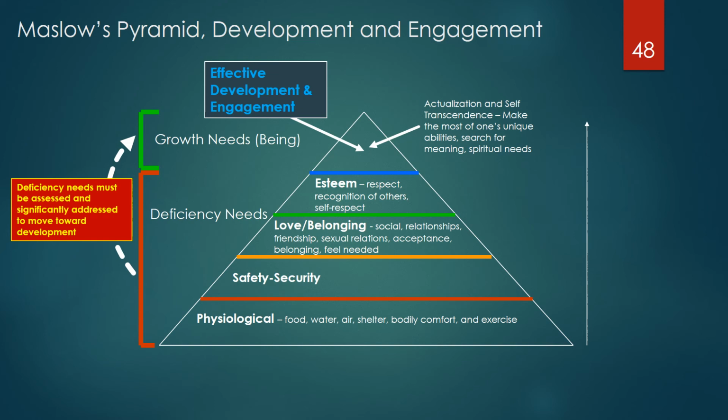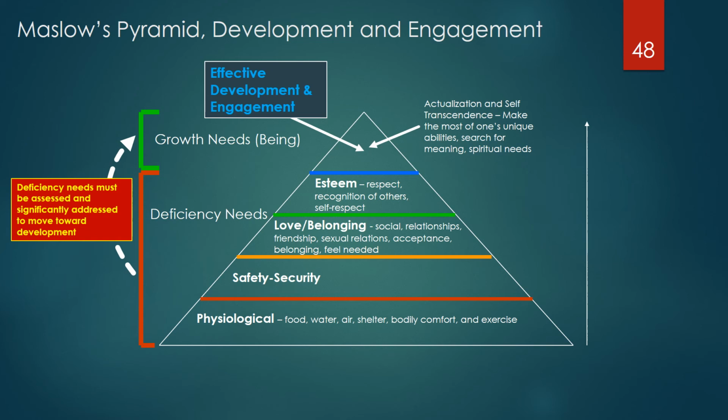The basic concept is that the higher needs only come into focus once all the needs that are lower are mainly or entirely satisfied. Physiological needs include such things as food, water, air, shelter, bodily comfort, and exercise, etc. The next level is safety and security. This is followed by the need for love and belonging and includes the social aspects of relationships, friendships, sexual relationships, acceptance, belonging, and feeling needed. The fourth level is that of esteem, or the need for respect, including self-respect and recognition by others.